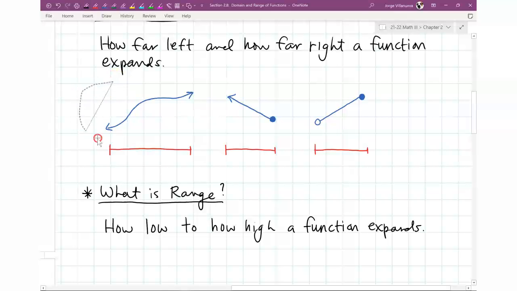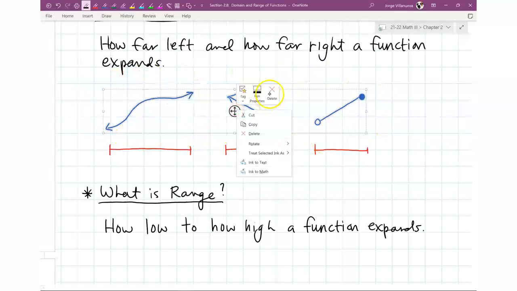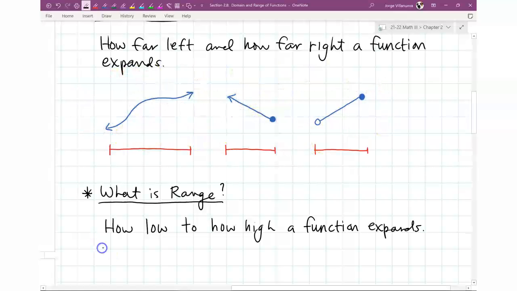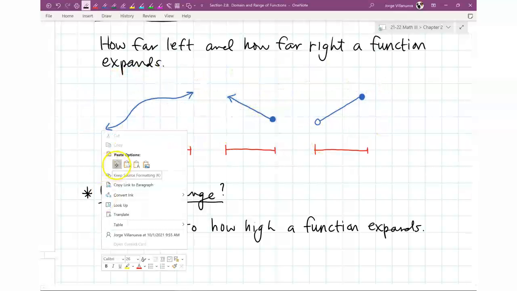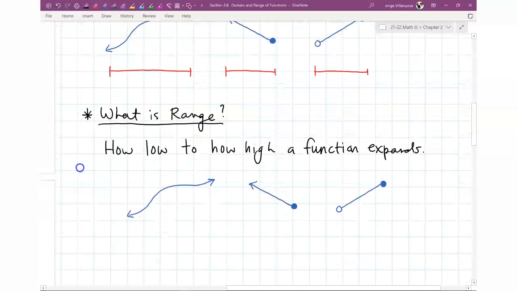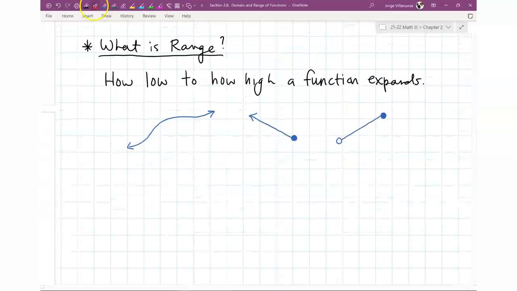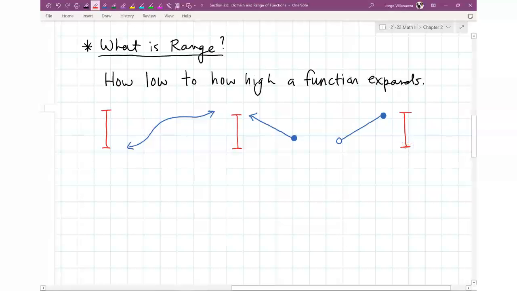So if I were to get these same pictures, I don't know if this is going to work, but let's try it. All right, cool, it did work. So same exact pictures. Range is like this high to this high, right? From here to here, from here, right? That's what I'm trying to measure. That right there. How low to how high.